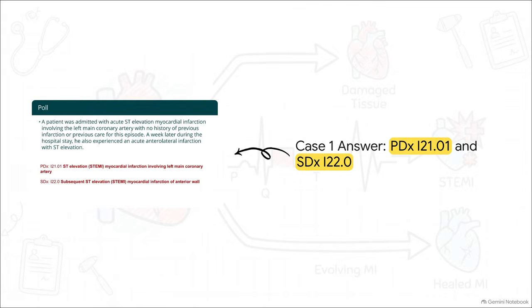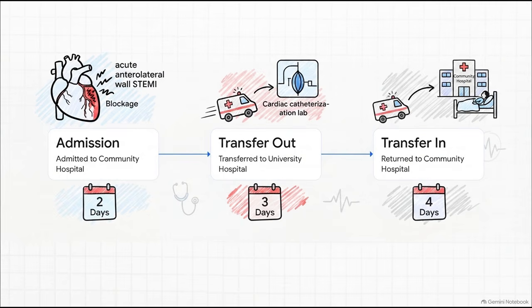The principal diagnosis is I-21.01 for the initial STEMI involving the left main coronary artery. Why? Because that was the primary reason for this hospital admission. Then your secondary diagnosis is I-22.0 for the subsequent STEMI of the anterior wall. Since this new infarction happened while they were already admitted for the first one, the original I-21 code keeps its top spot. Make sense? Let's level up to a slightly more complex tracking scenario.